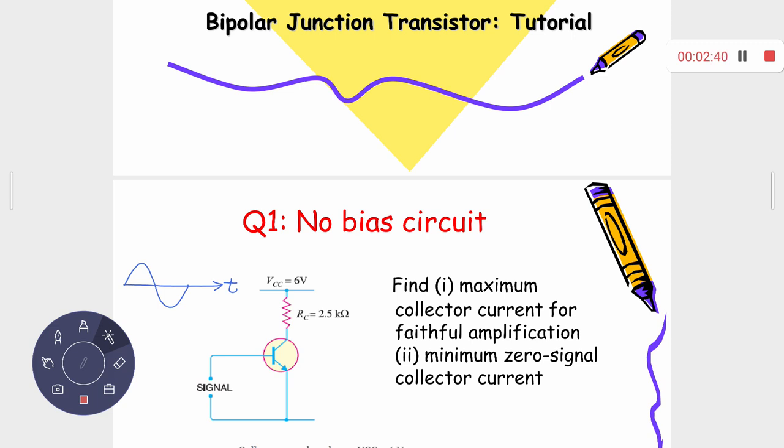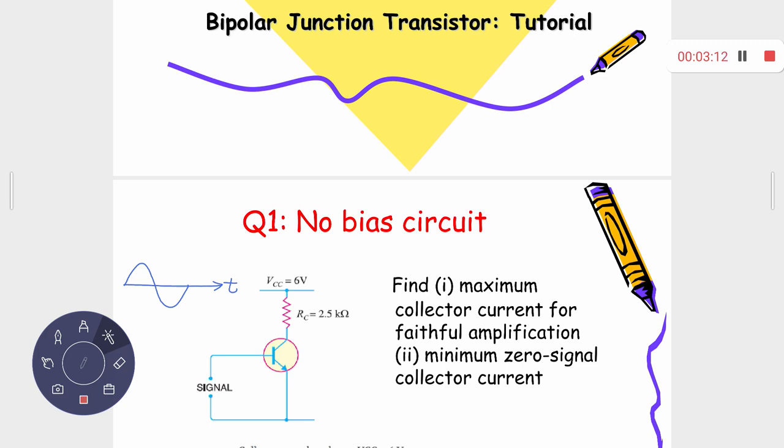Now this is a no bias circuit. That means if your input is riding on zero DC, something like that, then obviously you don't have a faithful amplification. So it suggests that your input must be riding on a non-zero DC level, not like this. The first part of this question asks: find out the maximum collector current for faithful amplification.